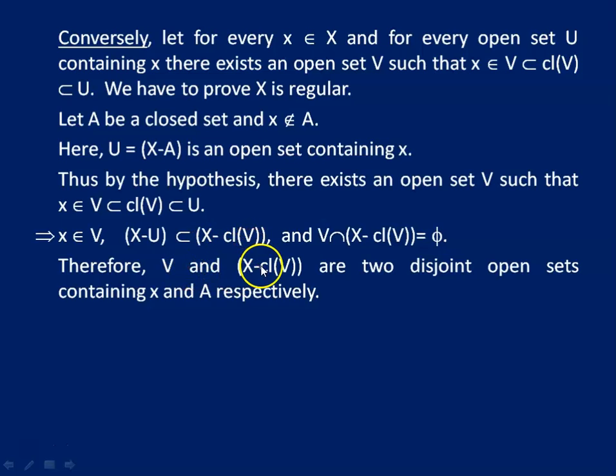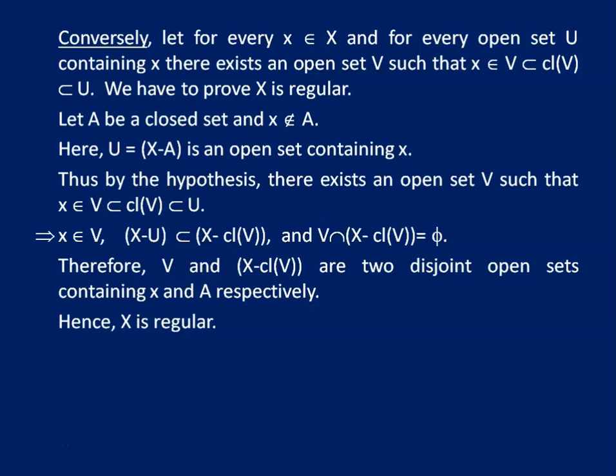So V and X minus closure of V are two disjoint open sets containing the point x and A respectively. So X is a regular topological space. So this completes the proof of the characterization of regularity.